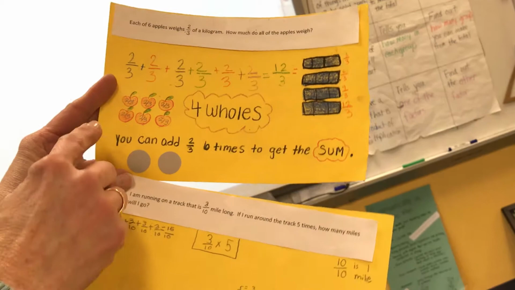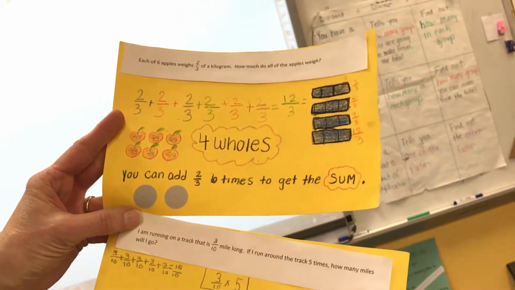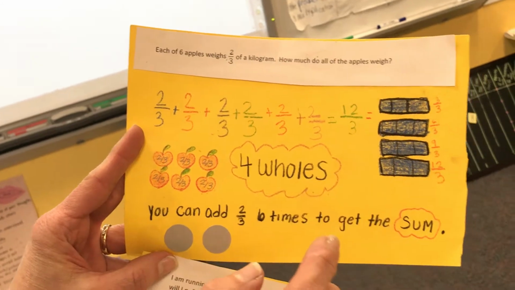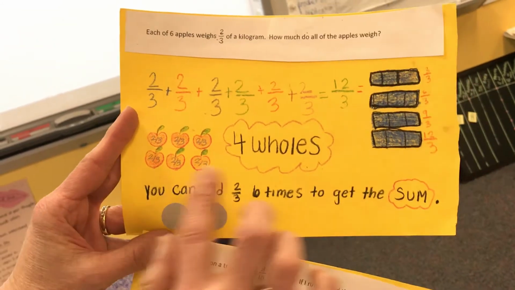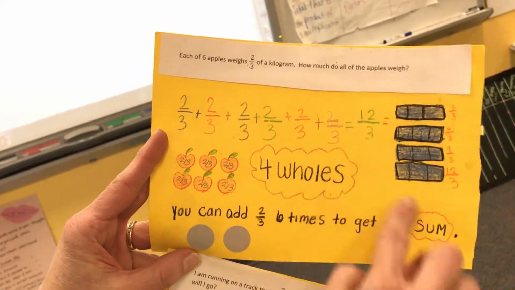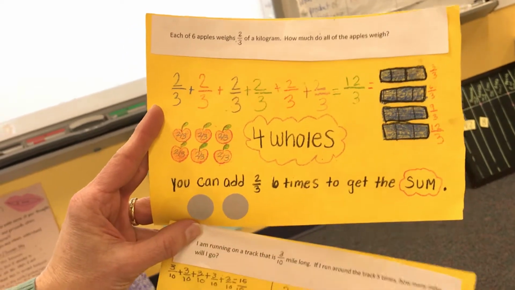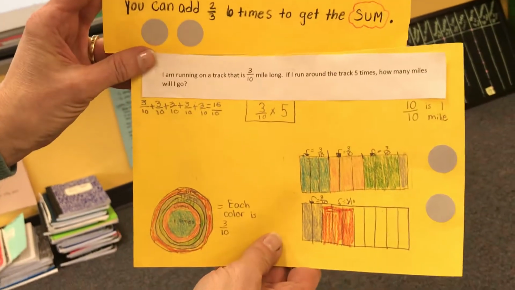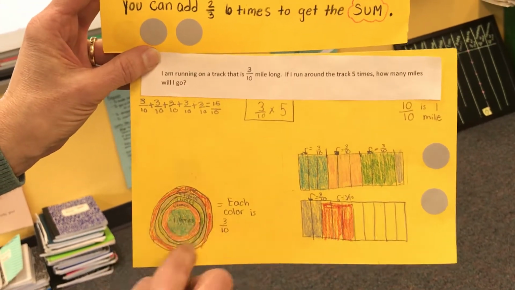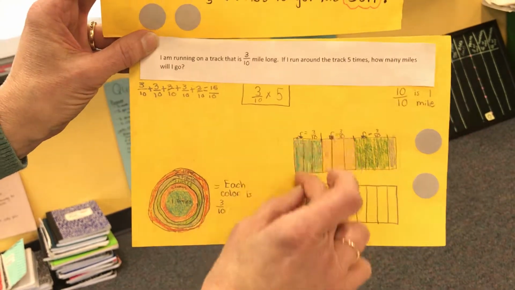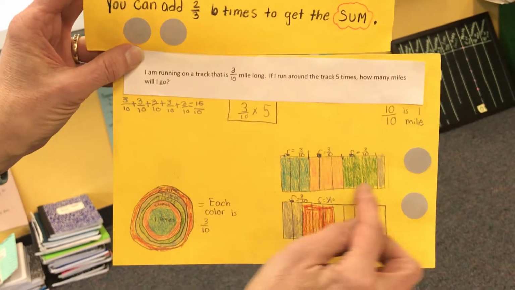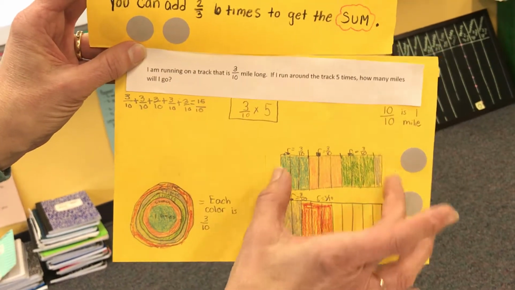Very neat. This one was 6 apples, each weighing 2/3 of a kilogram, so they did 6 times 2/3. They got 12/3. They drew their apples labeled, and then they put the 12/3 into groups of 3 that showed it was 4 wholes. This one was really pretty clear. This one was running on a track that's 3/10 of a mile long and going 5 times, and they colorized all the laps and took the 3/10 and put it into a model of tenths. And when they got to the 10th tenth, they went to the next one and they showed it was 1.5.